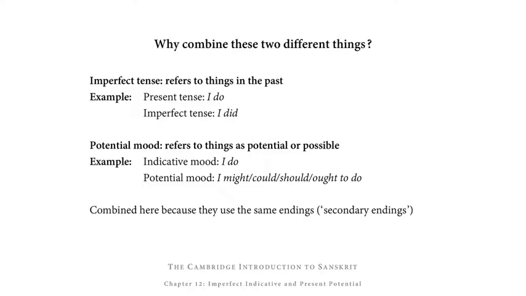So, for example, in the present tense, I might say I do, whereas in the imperfect, I would say I did. The potential mood, on the other hand, refers to things as potential or as possible. So, for example, in the indicative, I might say I do, whereas in the potential, I might say I might do, could do, should do, ought to do, and so on. However, these two things, the imperfect tense and the potential mood, are here combined not because of their semantic similarities, of which there aren't any, but because of formal similarities, namely they use the same endings.